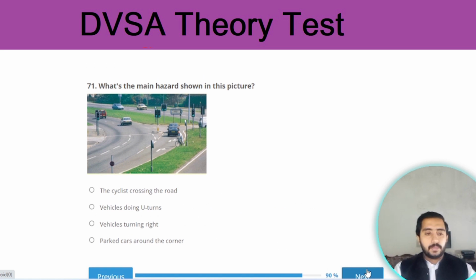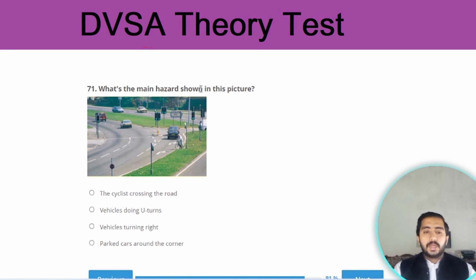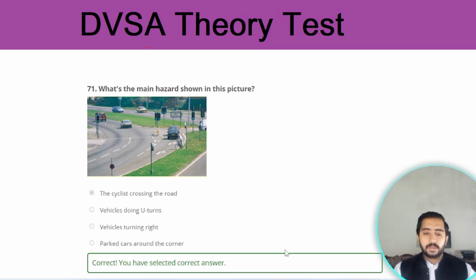Next question. What's the main hazard shown in the picture? The main hazard shown in the picture is the cyclist crossing the road. Option A is the correct one.